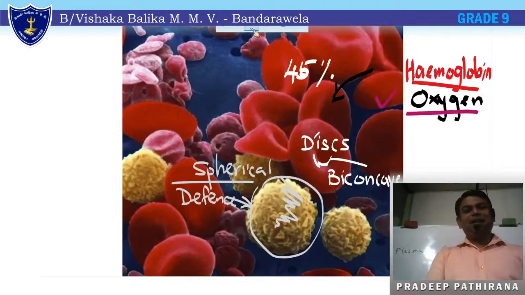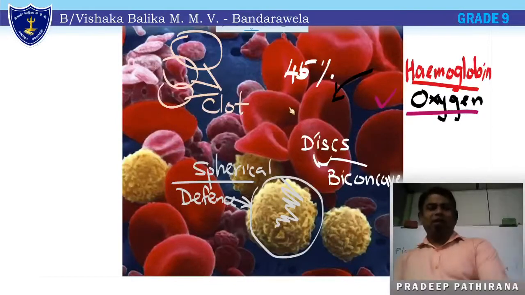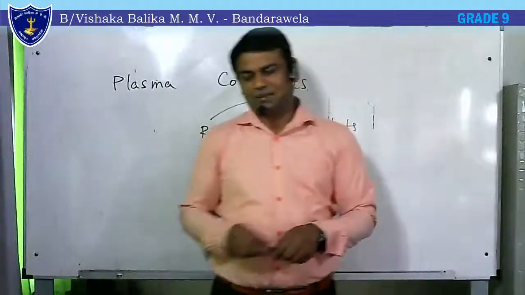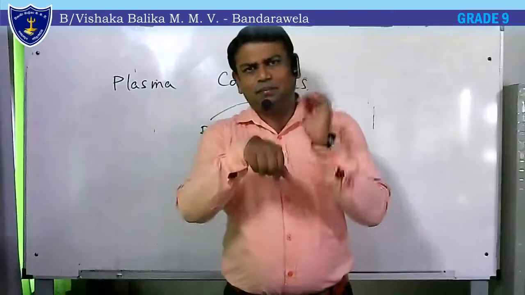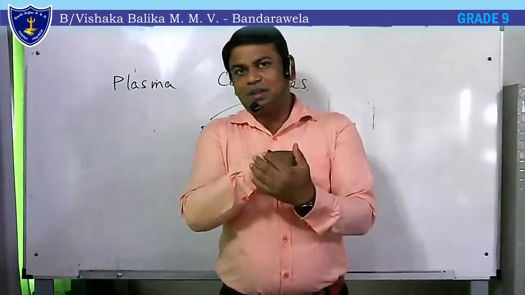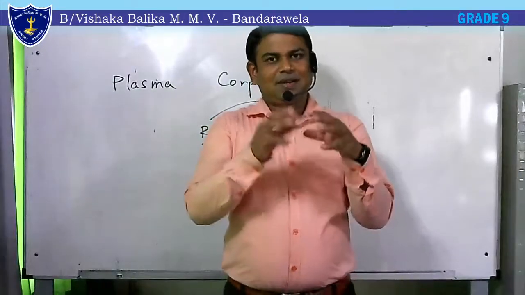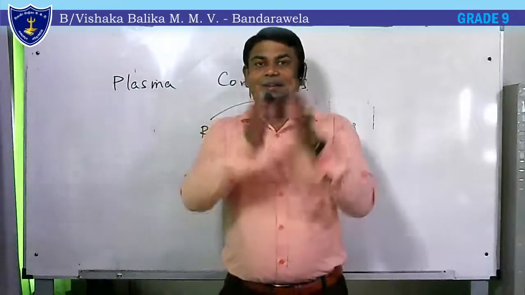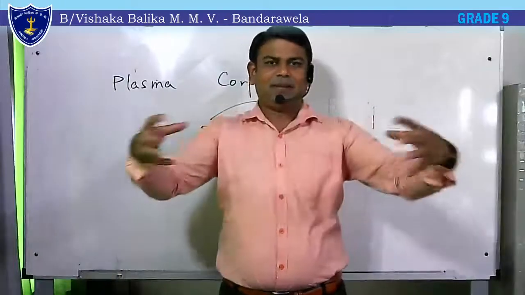Then platelets or thrombocytes, they look like small cell fragments. Their function is forming a blood clot. If a wound or cut occurs in our body and the blood leaks from the body, to prevent that leak, a plug should form. That temporary plug is made by the platelets. Platelets are cell fragments. They join each other and make a temporary plug.